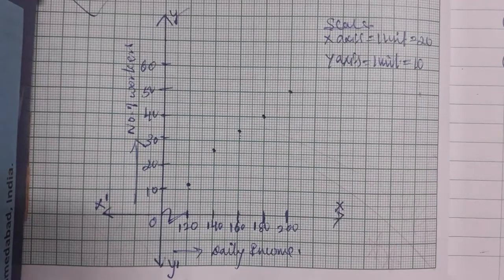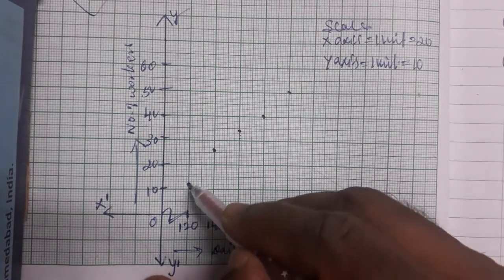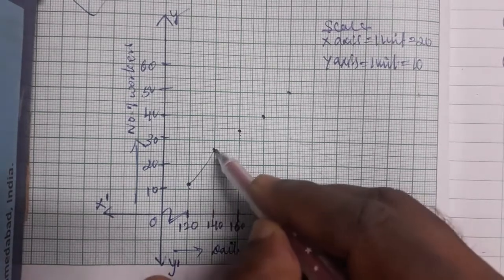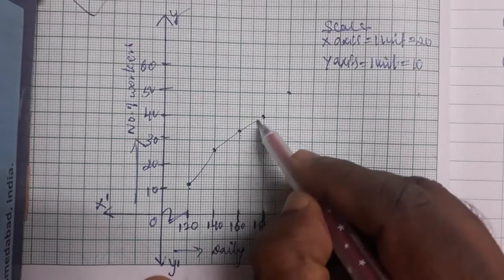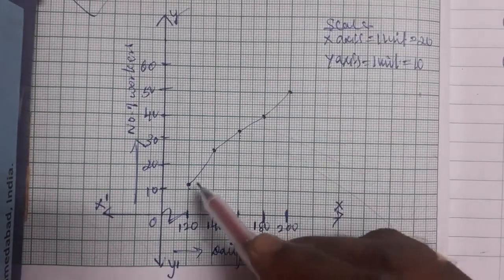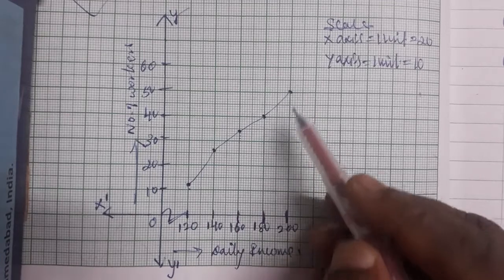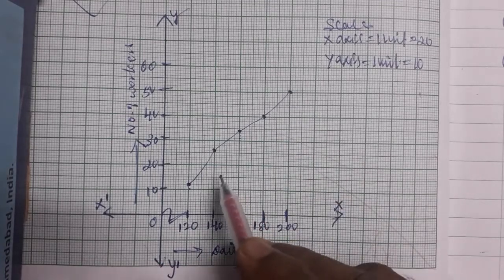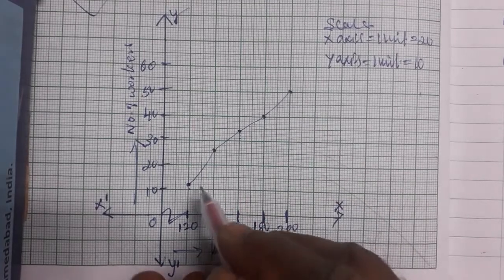Okay. So, now you have to connect all these points. What do you have to do? You have to connect all these points with a smooth curve. So, this is cumulative frequency graph, or it is called an ogive. Then you can write the coordinates.